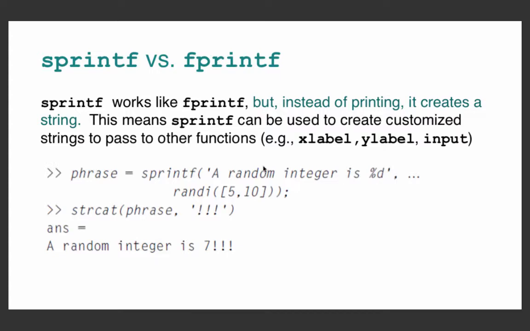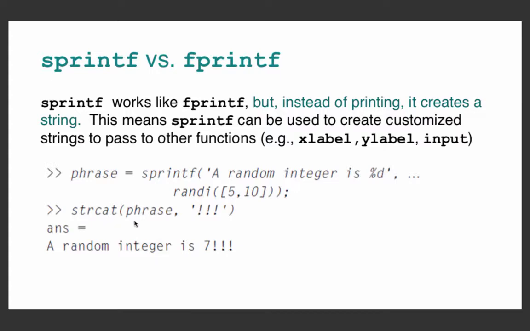So what I would do if I was doing fprintf is I just write a random integer is, then I want to insert this value into here, right? If this was fprintf without the assignment, this would just print this. But I don't want to print it. I just want to store what that would print into a string. So instead of fprintf, I go sprintf phrase. Now phrase is a string that contains what would have been printed to the screen with fprintf.